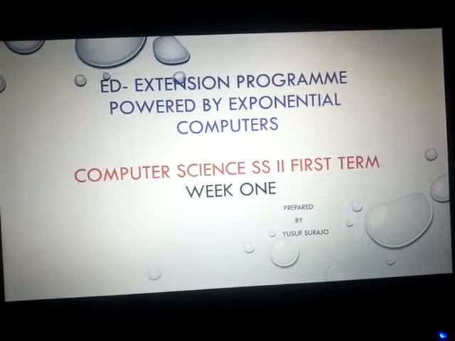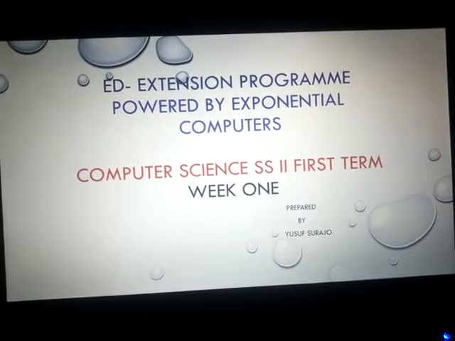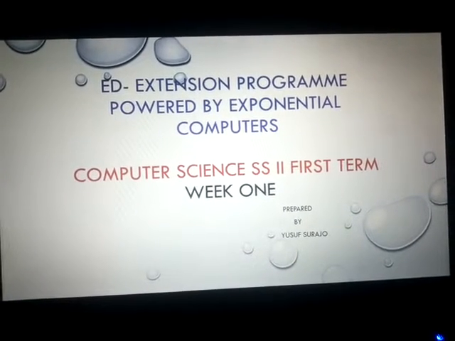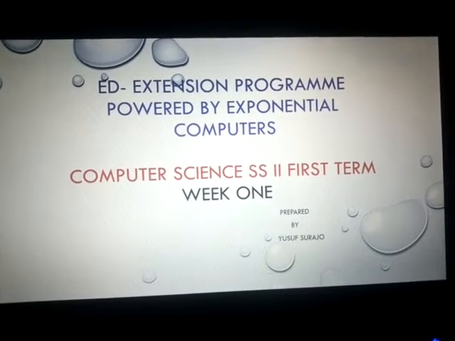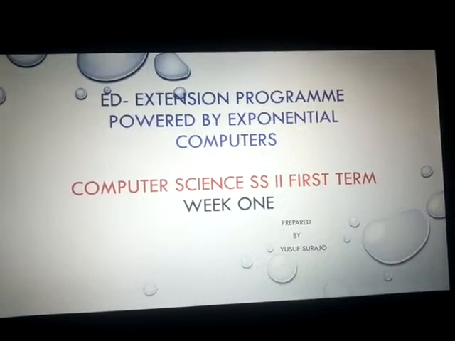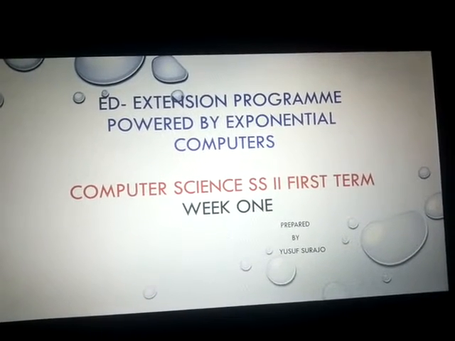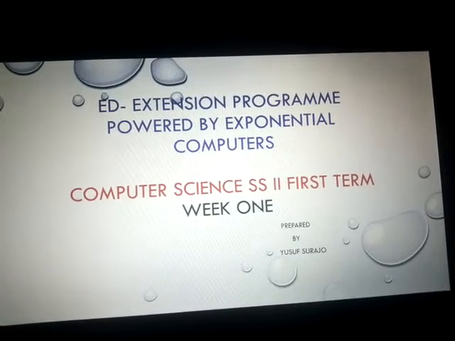This is the IT extension program powered by Exponential Computers. The topic is computer science. This is Year 2, first term, week 1. The lesson is prepared by Yusuf Sraju, MSc in Computer Science.